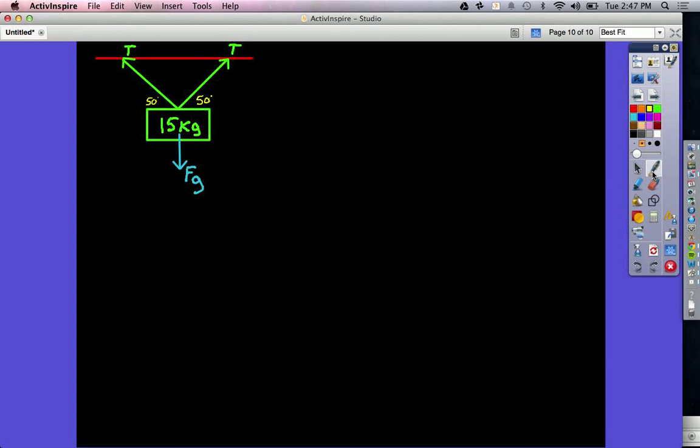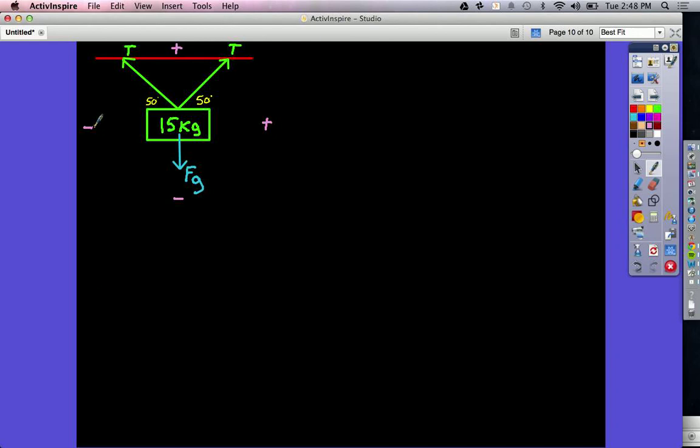The fact that the angles are the same on both sides will tell me that the tension on the left side and the tension on the right side will be equal to each other. And that's pretty handy. So step one is drawing all of our forces, which we've done. Step two, we would decide on our positives and our negatives. I would say that up is positive, down negative, right is positive, and left is negative.